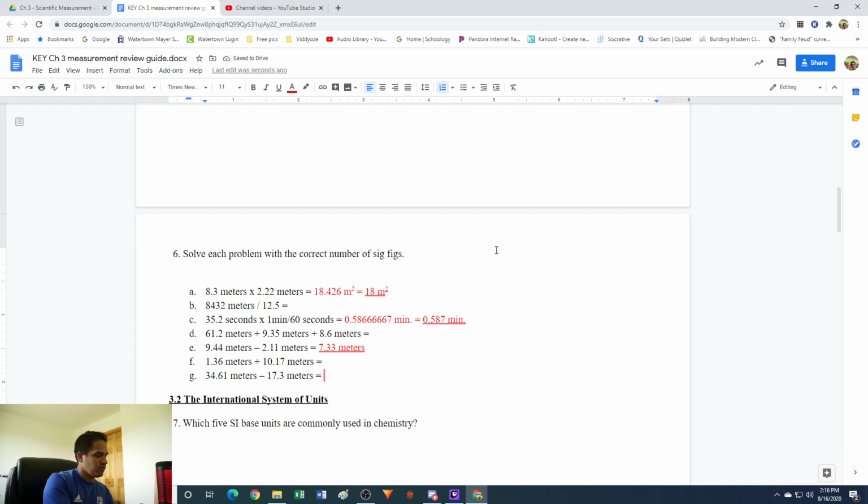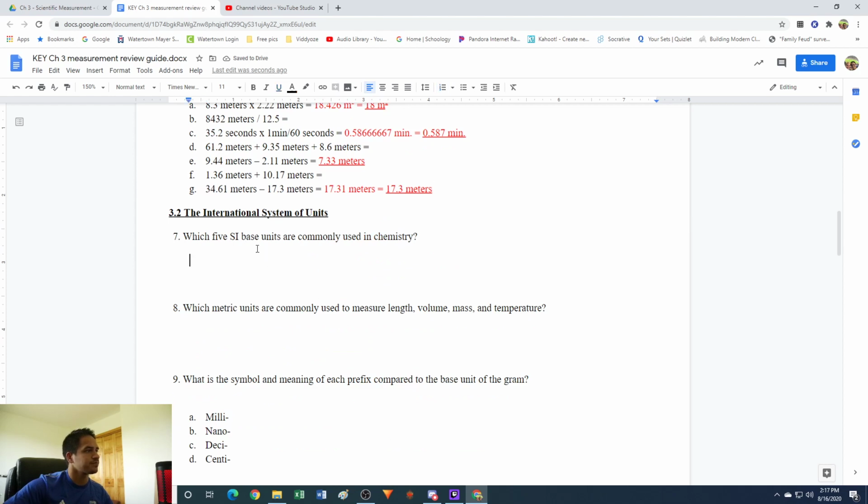All right, lastly then, letter G. We have 34.61 minus 17.3, and I get 17.31 meters. Now this first number has 2 places after the decimal, and the second one only has 1 place after the decimal, which means our answer has to be rounded to 1 place after the decimal, which means that our final answer will be rounded to 17.3 meters. Okay? All right, moving on.